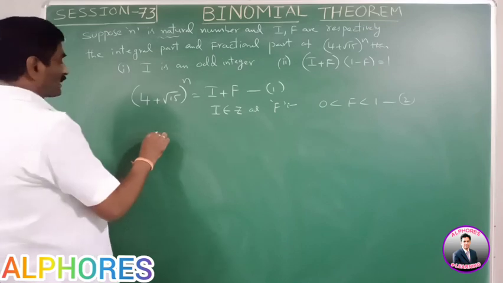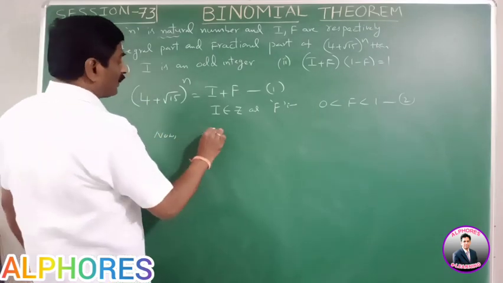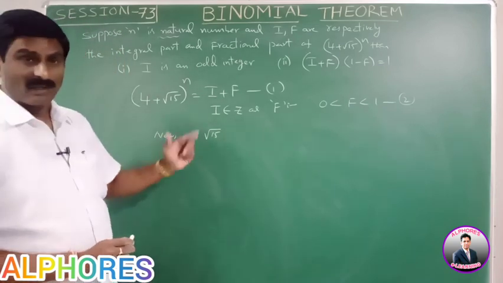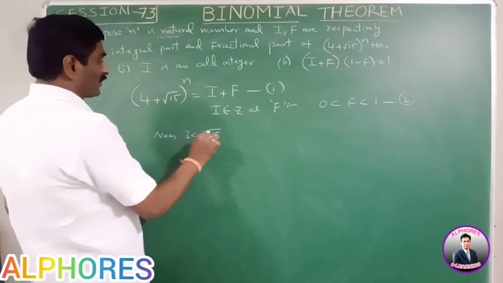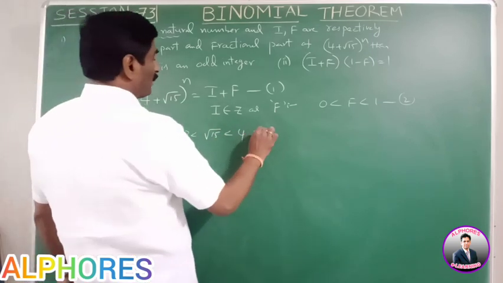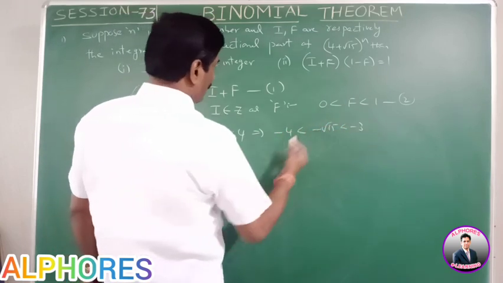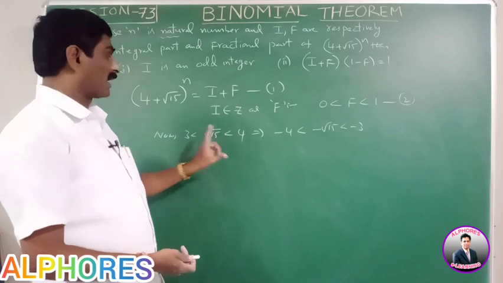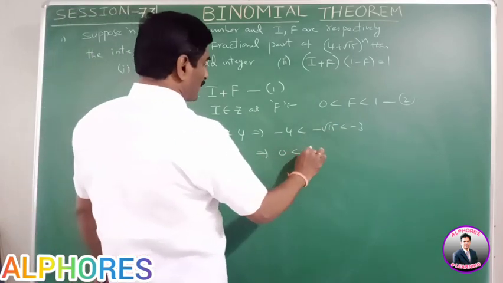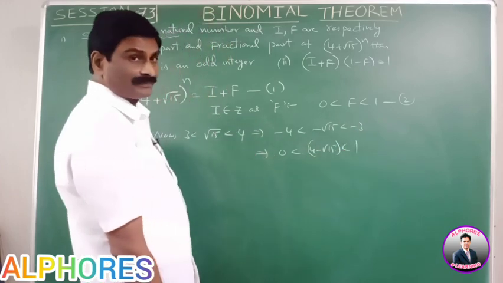Now, what is the value of 4 minus root 15? What is the value of first root 15? Root 15 is less than root 16, that means this value lies in between 3 and 4. What about minus root 15? Minus 4 less than minus root 15 less than minus 3. The inequality changes on multiplying with minus 1. By adding 4, we get 0 less than 4 minus root 15 less than 4 minus 3, which is 1.